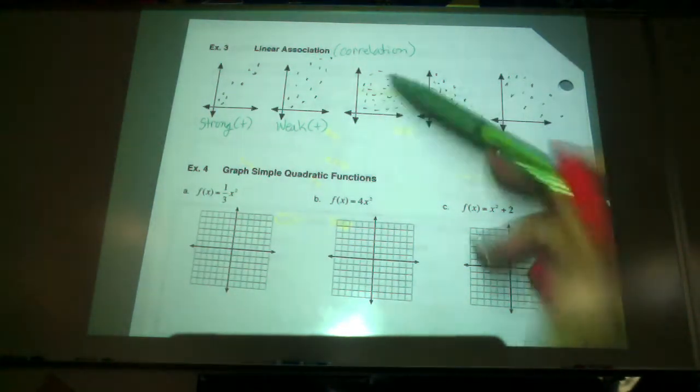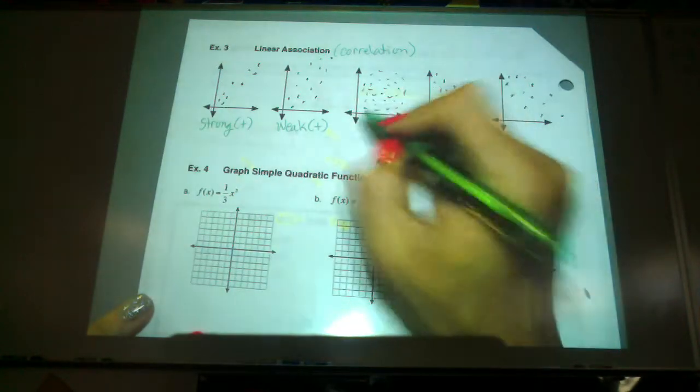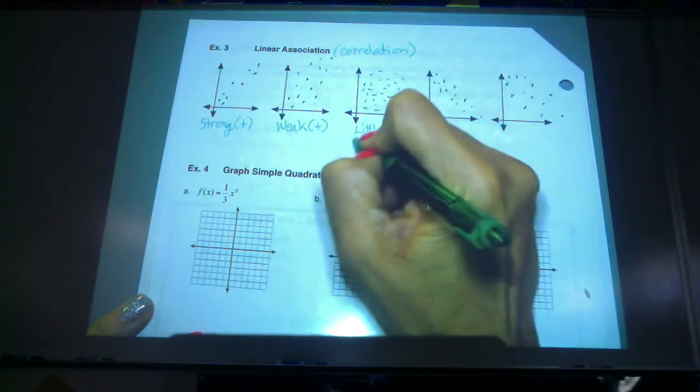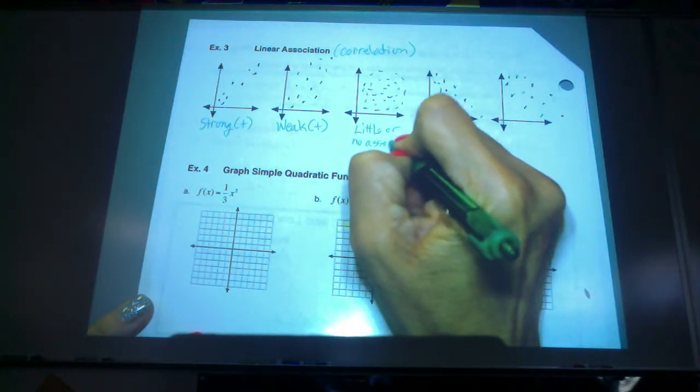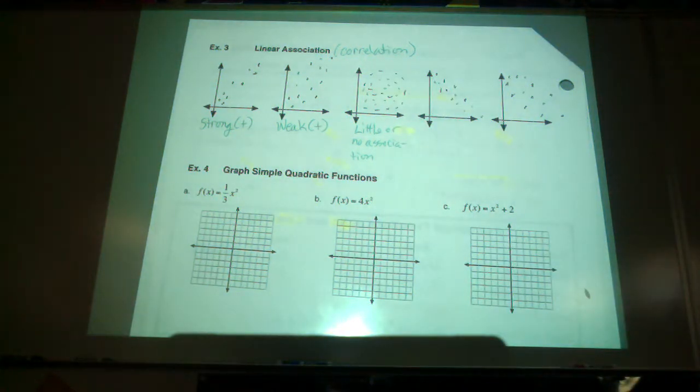Now if you have what looks like a cloud of mosquitoes, there's no positive or negative direction to it. We've had a cloud of mosquitoes in Arizona lately, have we not? This is little or no association. Or you might be used to calling it no correlation. All the same.